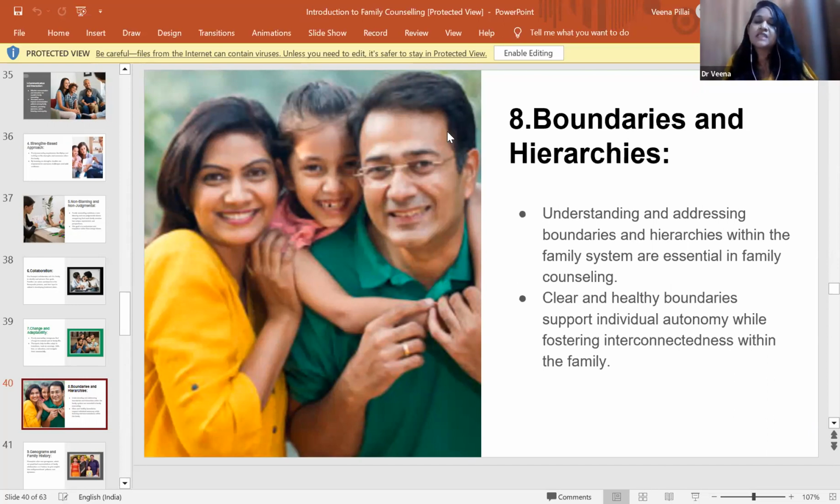Many times we see outsiders or a third party poking their noses in between two people, spoiling the relationship, or influencing the beliefs of the other person. Instead of helping, it would really widen the gap between the relationship. So clear and healthy boundaries support individual autonomy, and also help to have interconnectedness within the family. Okay. It really helps to build respect between family members.